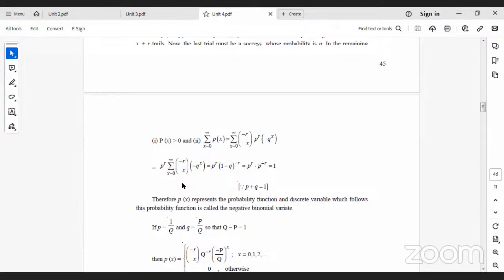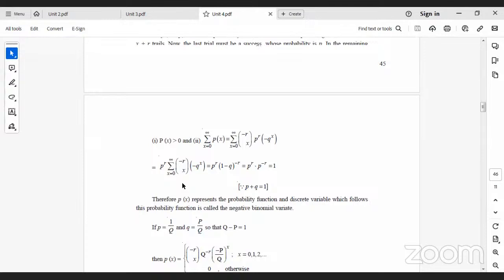P of x greater than 0, summation of x equal to 0 to infinity, P of x equal to summation of x equal to 0 to infinity of minus r choose x, p power r, minus q power x, which is equal to p power r into 1 minus q power minus r, that is p power r into p power minus r. So p plus q is equal to 1.